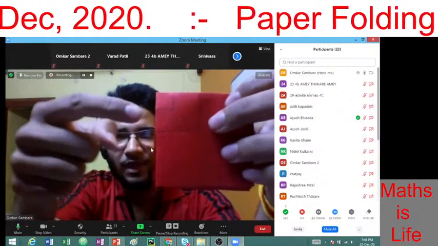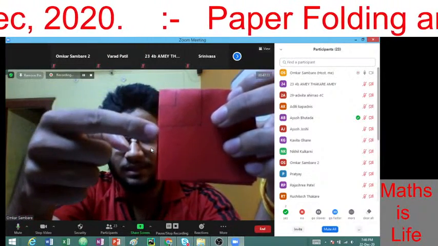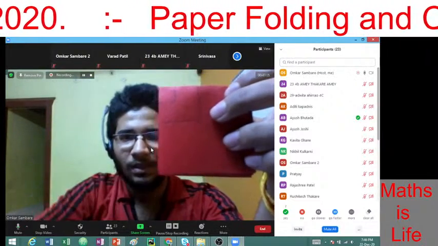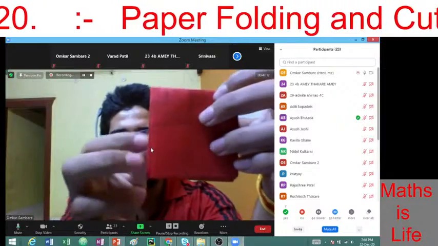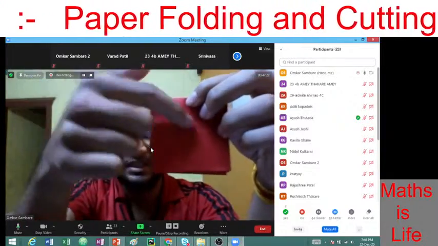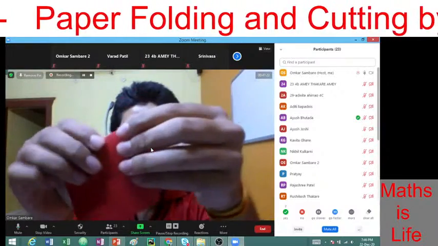See, there are four lines. This is one line, this is the second line, this is the third line, this is the fourth line. See, if we fold using this diagonal line, if we fold, I am folding it.